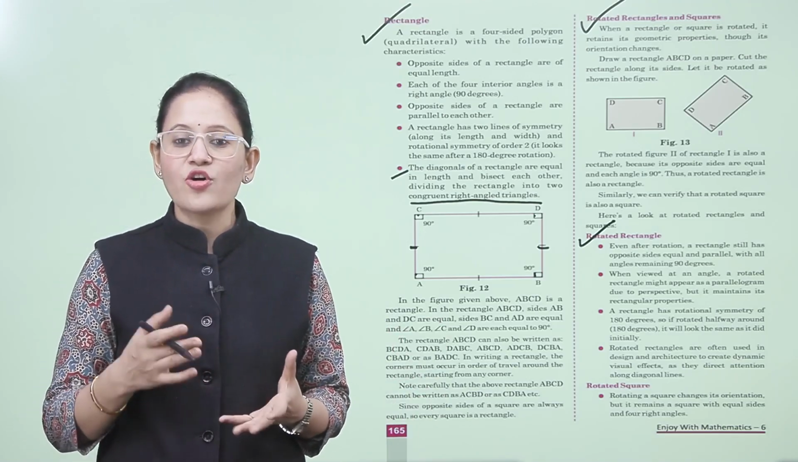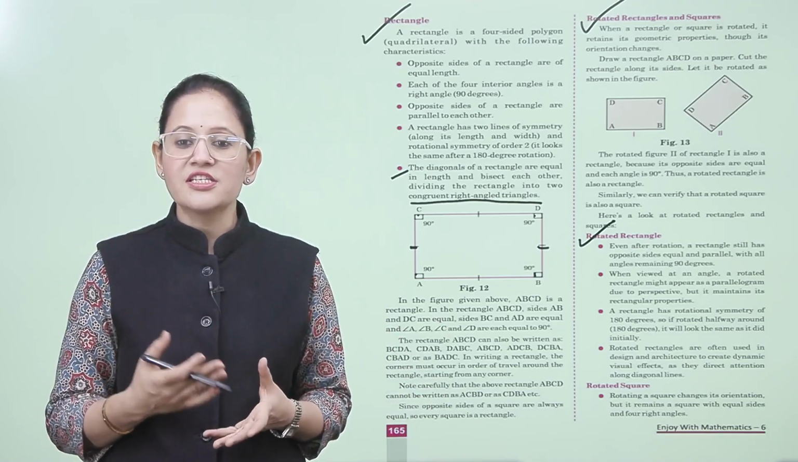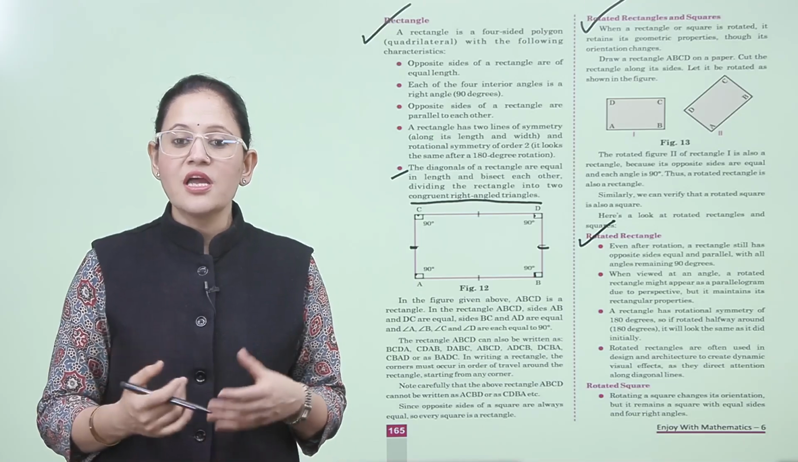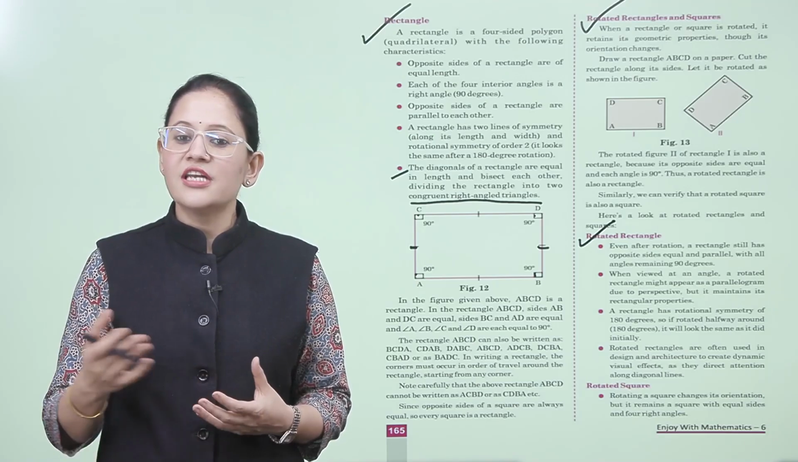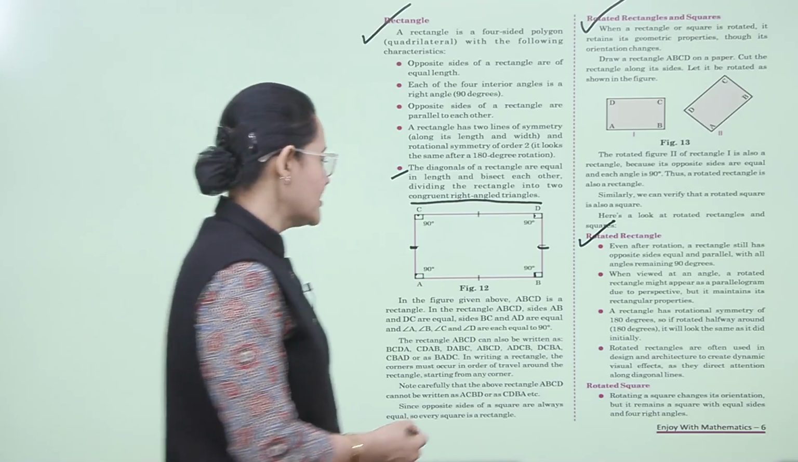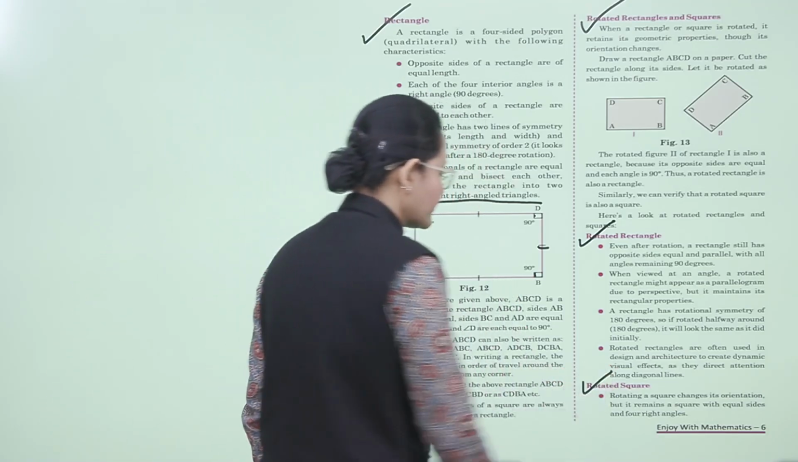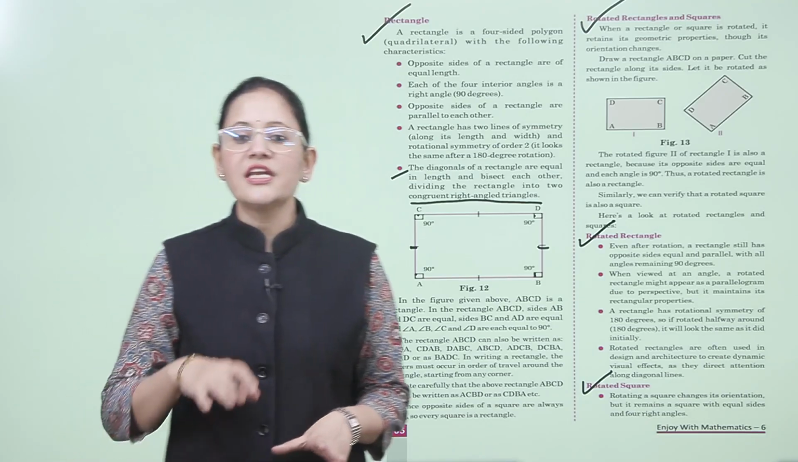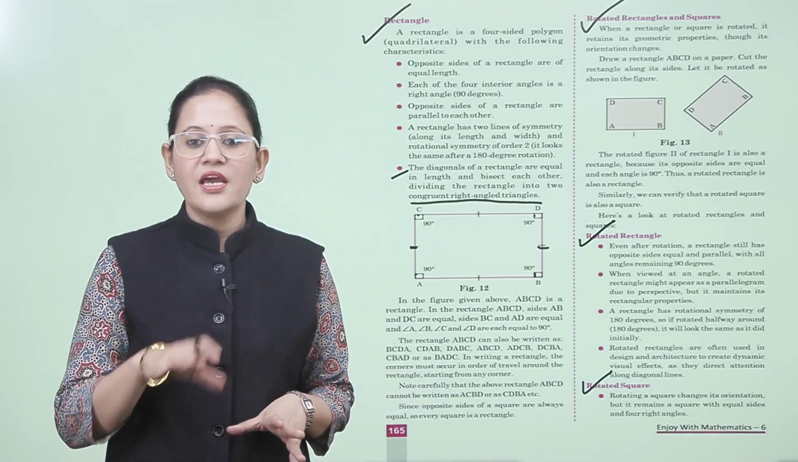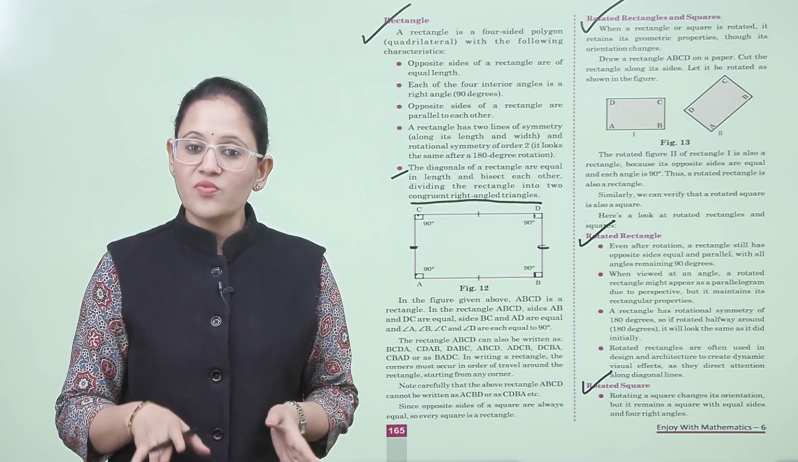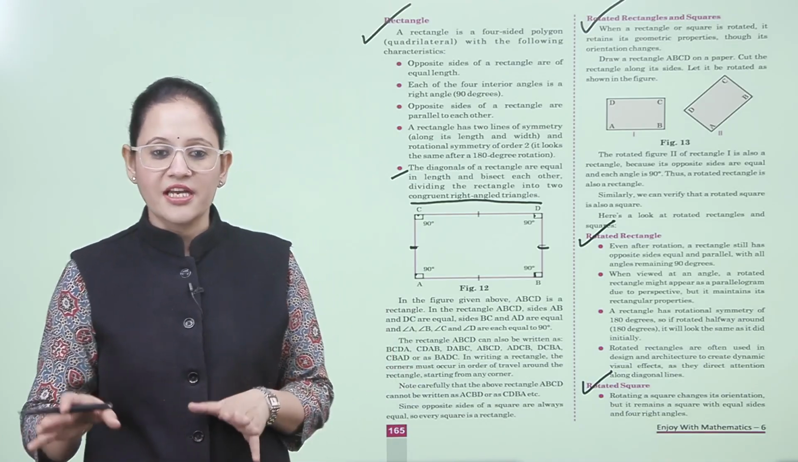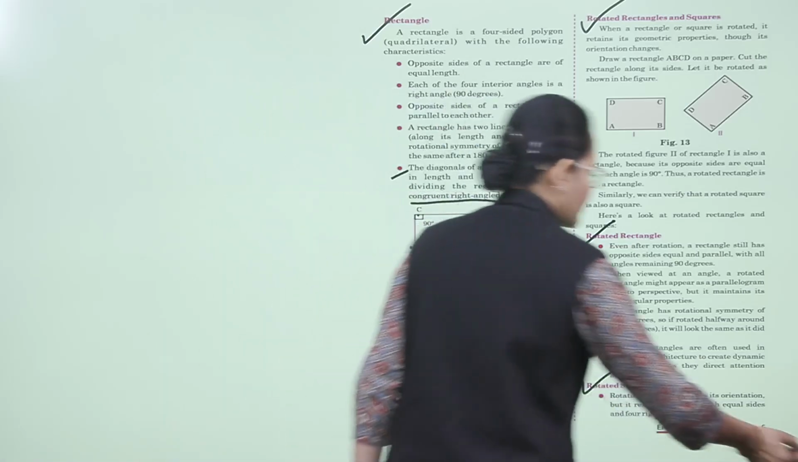Rotated rectangles are often used to design architecture and create dynamic visual effects as they direct attention along diagonal lines. Clear? Next is the rotated square. So, now if we rotate a square, it changes its orientation, but it remains a square with equal sides and 4 right angles. That will not change.